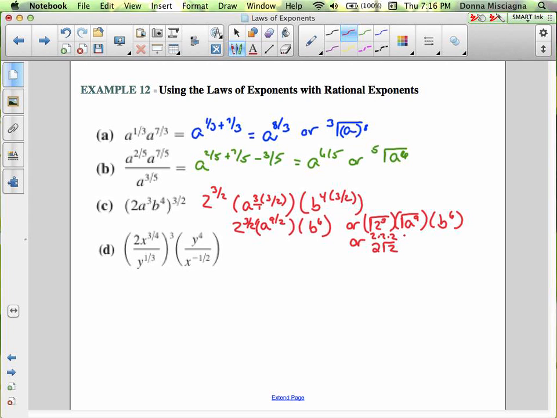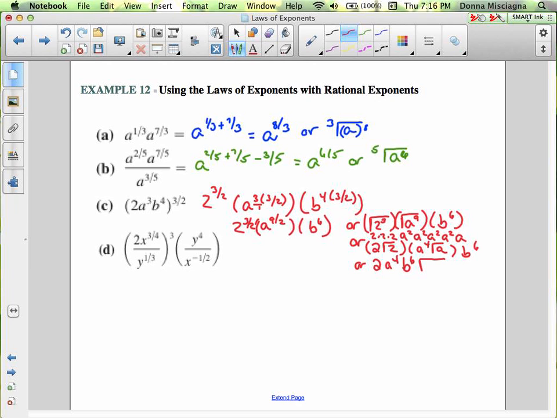This is a squared times a squared times a squared times a squared times a. The square root of a squared would be a, and I've got 4 of them, so I could write that as a to the 4th. One little a has no buddy, so he would stay in the radical, and b to the 6th is not in a radical. So we could simplify this as 2a to the 4th, b to the 6th.